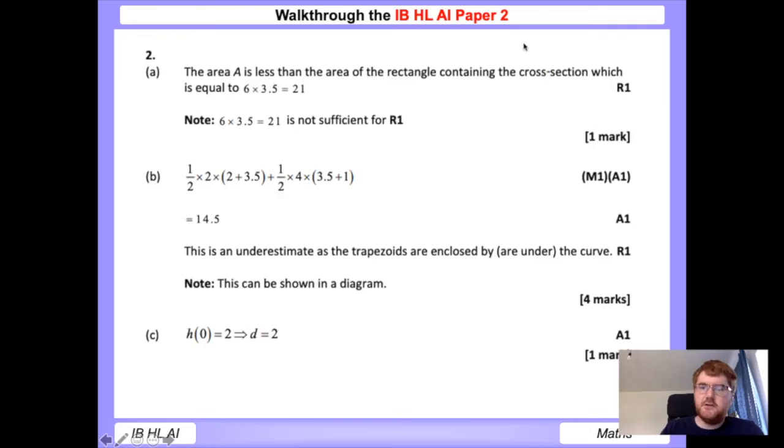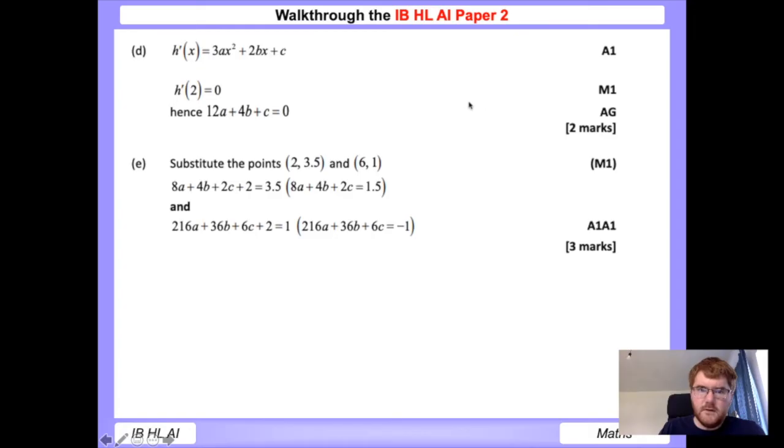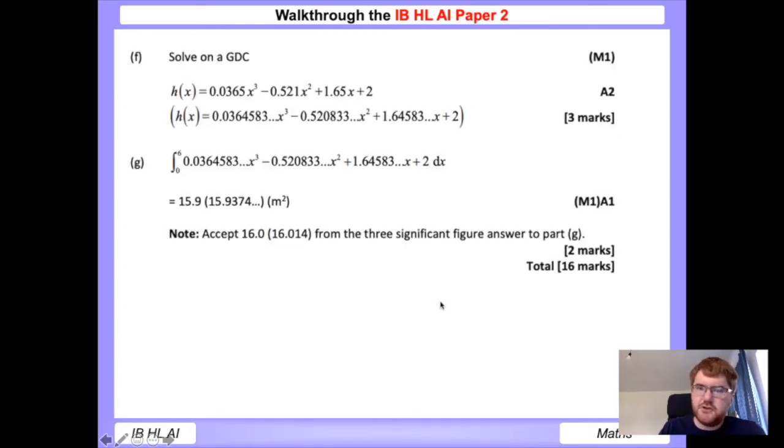Quick look at the mark scheme, so you can look through where the marks are awarded, the reasoning marks, for example. There's some good notes in here as well, so this can be shown in the diagram. This is what I did, for example. And yeah, we just worked through the algebra here. So nice question, combining integration, differentiation, working with functions as well. I like that question. That's a nice question, solid question, 16 marks. Make sure you're getting most of those marks.